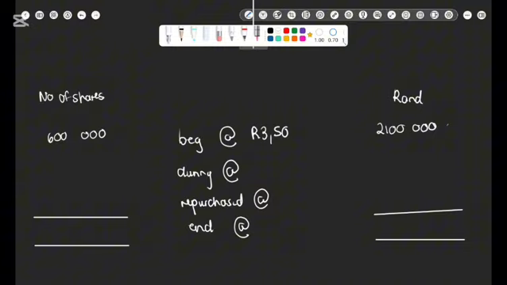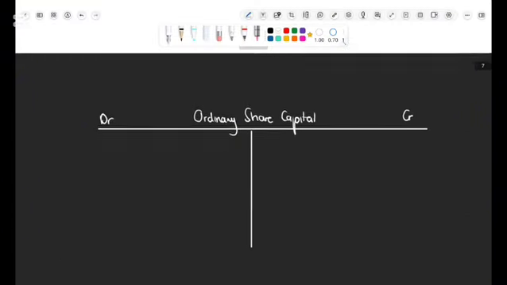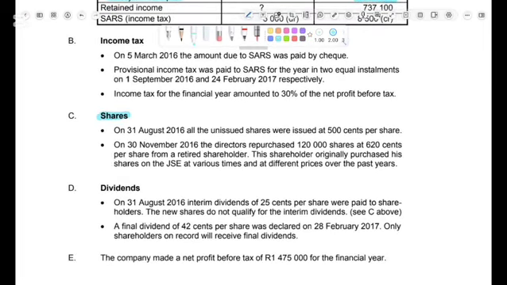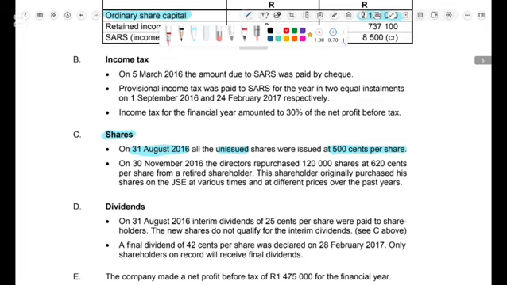Then what do I need to now go and find? I need to now go and find my during, right? So let's go and read on information about the shares. So here the shares, they said on the 31st of August 2016, which is during my year, right? All the unissued shares were issued at 500 cents per share. So what do they mean about all the unissued shares? Remember they said that the company is allowed to issue 1 million shares, and at the beginning of the year they had already issued 600,000 of those shares. So how many do they have left that are unissued? They have 400,000 shares left that are unissued.